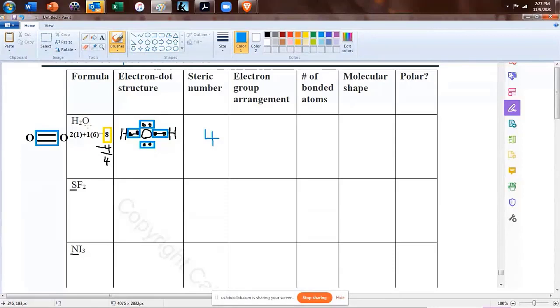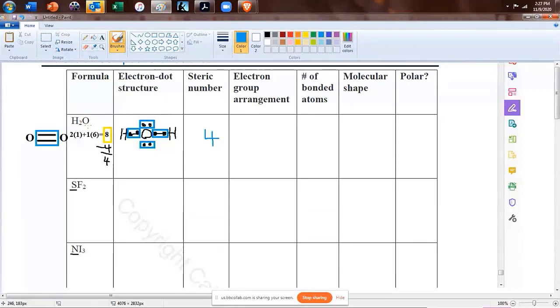And so, the number of electron domains are regions of electron density. So, an electron domain can be either a lone pair or it can be a bonded pair.